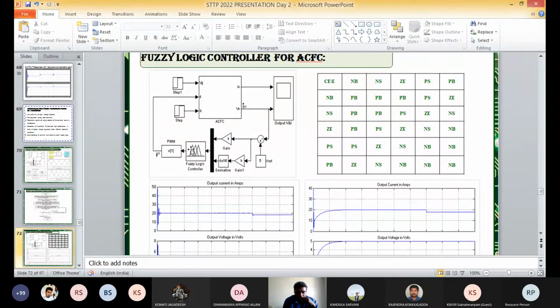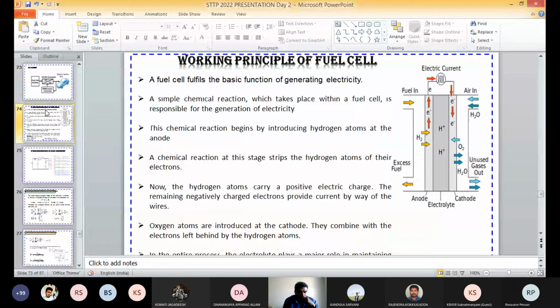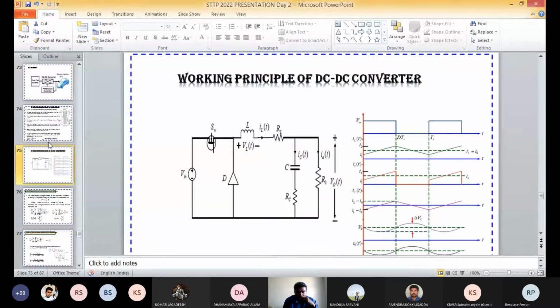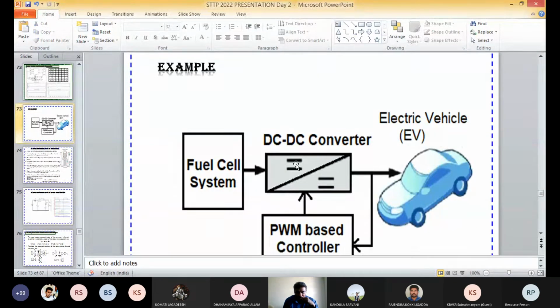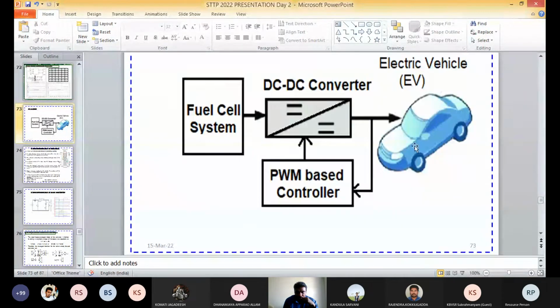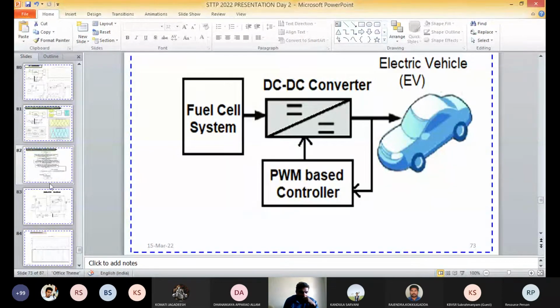By using the fuzzy logic table here, we can get the output responses like this. If time permits, I am trying to explain some real-time examples using the fuel cell system, DC to DC converter, electric vehicle charging, and battery charging. Regarding this, I already developed that one.